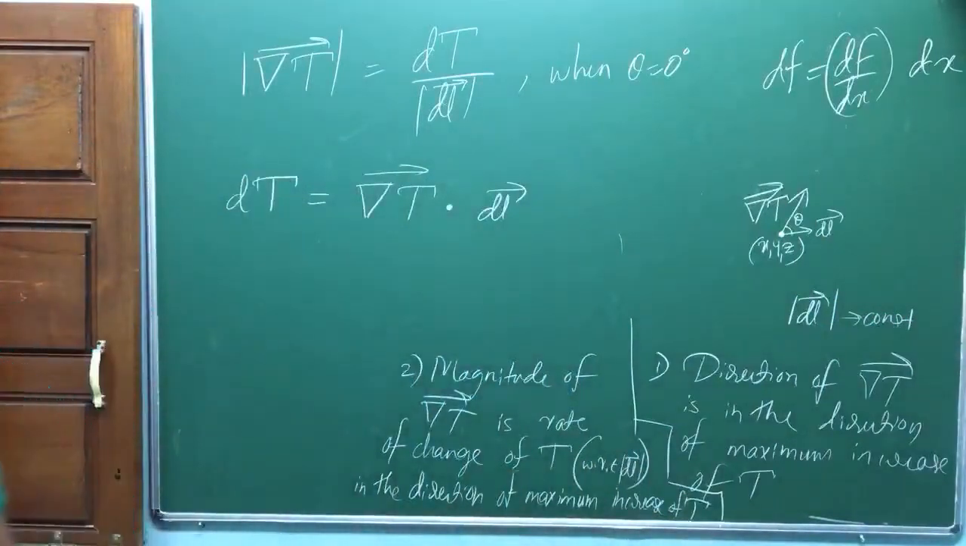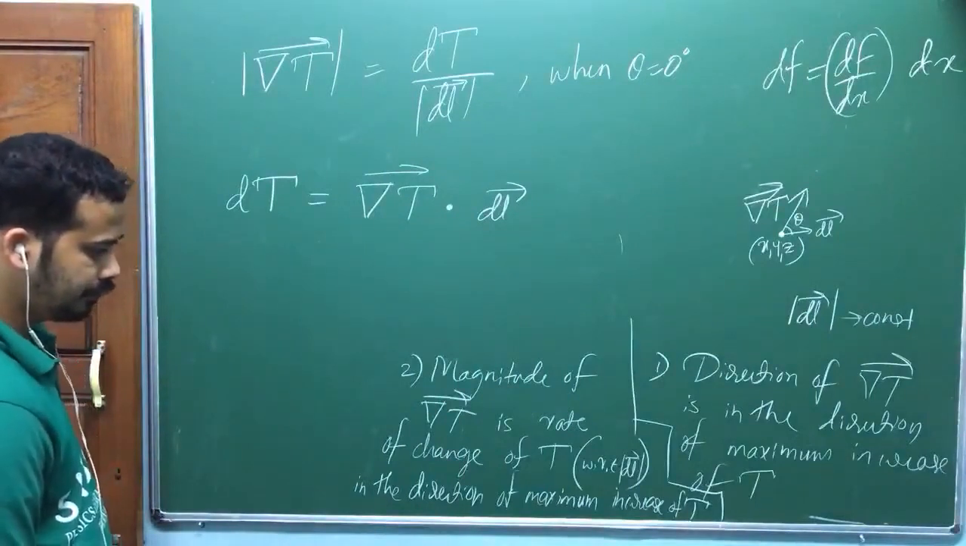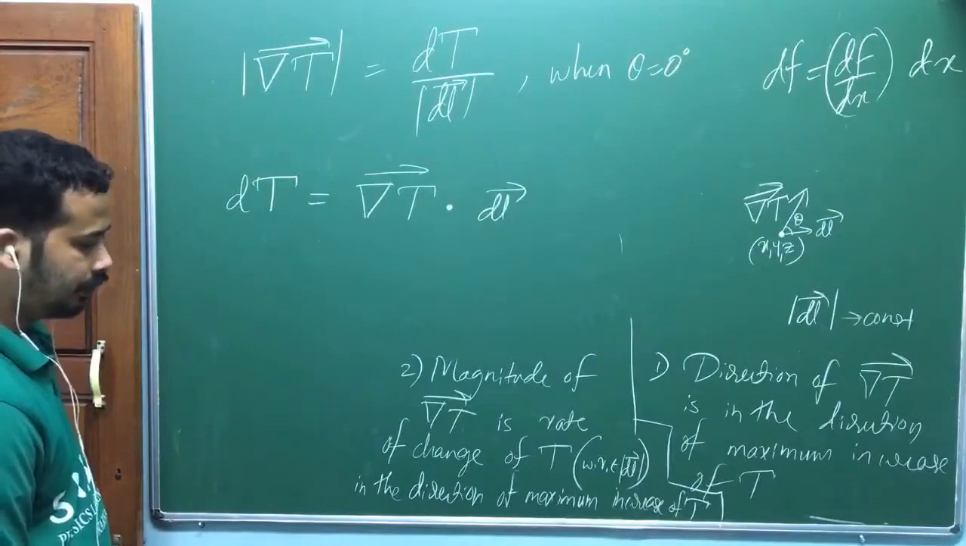Sir, the second point is maximum increase of t. Sir, I'm not understanding the exponent. So why in second case are we taking maximum increase of t, sir? Why does theta go to 0?